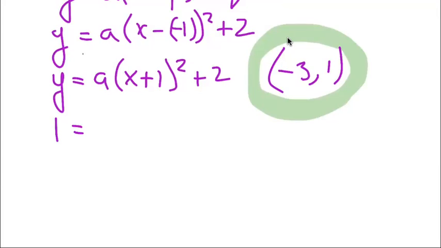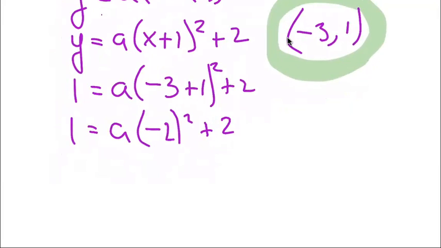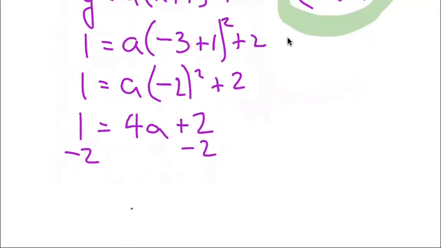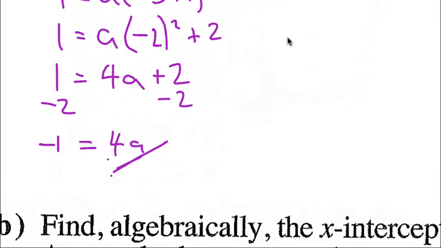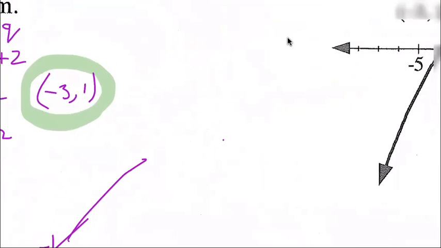1 is y. A we're looking for. X is negative 3. 1 is equal to a, negative 3 plus 1 plus 2 squared. Negative 3 plus 1 is negative 2, squared, plus 2. Negative 2 squared is 4. 1 equals 4a plus 2. I'm going to subtract 2 from both sides. That's negative 1 is equal to 4a. And I'm going to divide both sides by 4. So a is equal to negative 1 over 4, which changes our equation significantly.